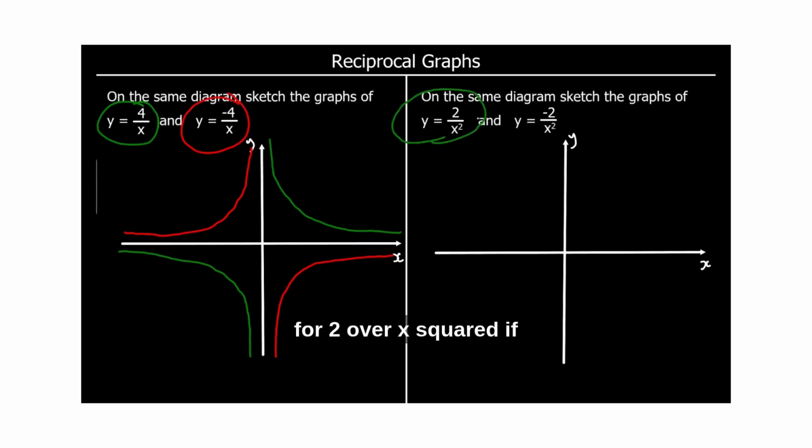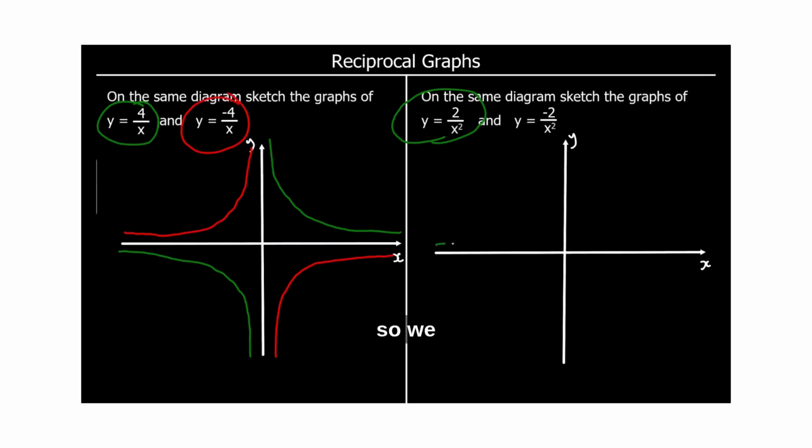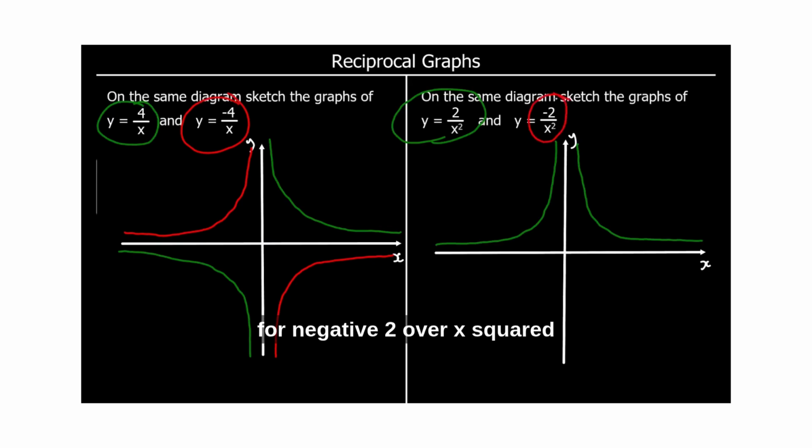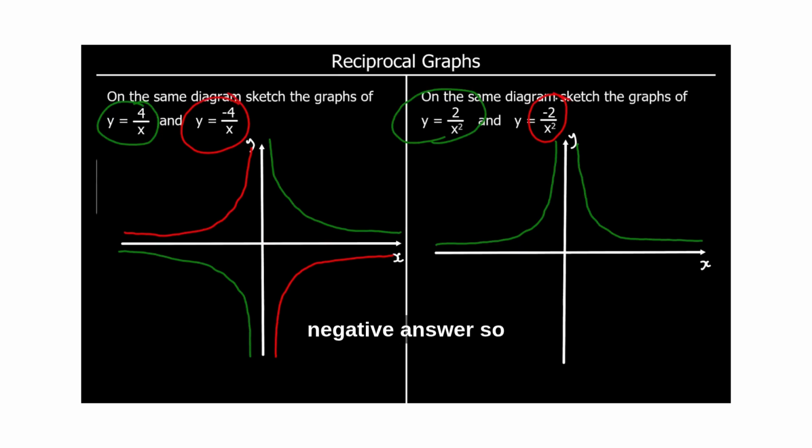So for 2 over x squared, if you put in a positive or a negative for x, you're going to get out a positive answer because you're going to be squaring it. So we have this shape. It can never equal 0. And for negative 2 over x squared, if you put in a positive or a negative for x, you're going to get out a negative answer. So this graph is in the bottom two.